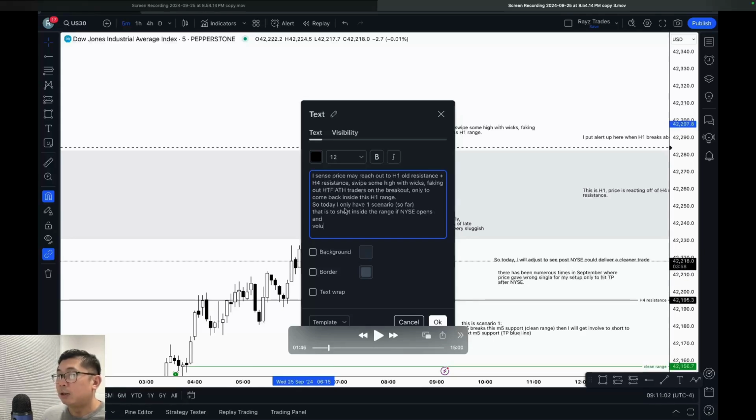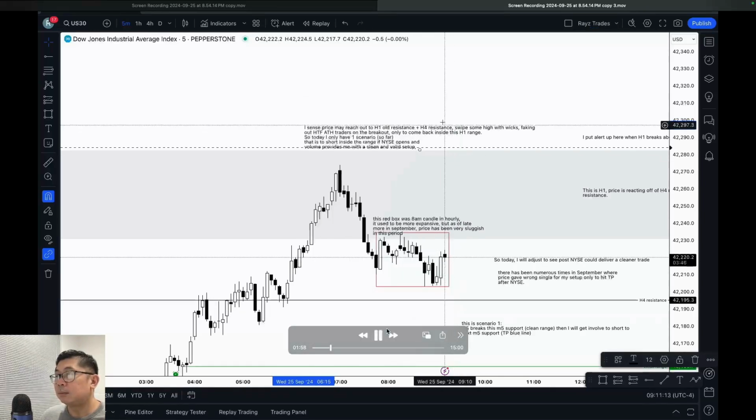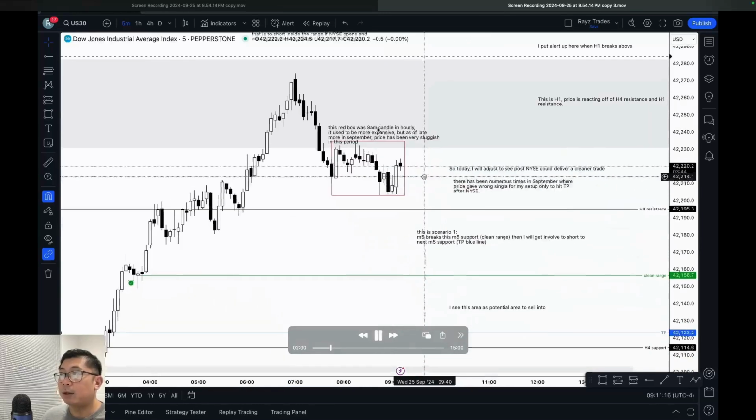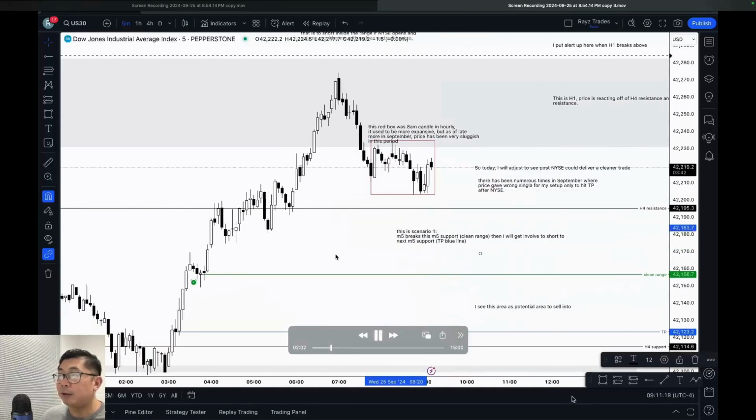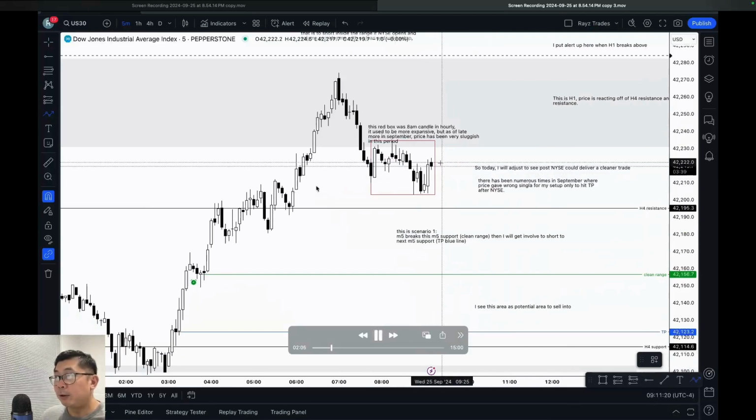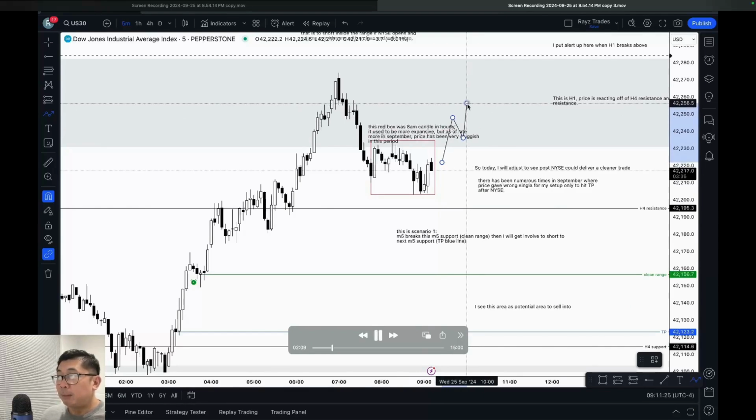So I said, today on the one scenario, there's a short inside the range if NYSE opens and the volume gives me a valid setup. That's key, guys. I'm going to go back into that later, towards the end of this video. So I made some pathways.